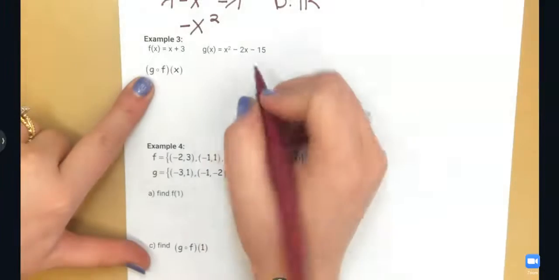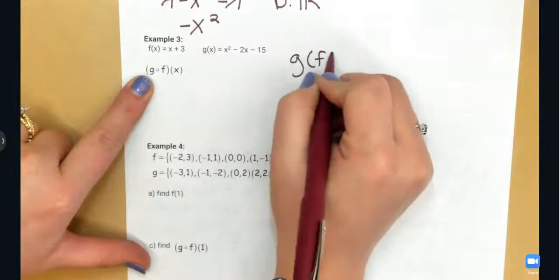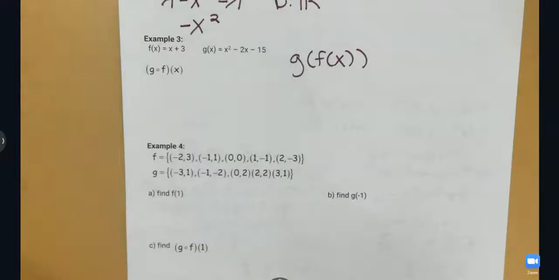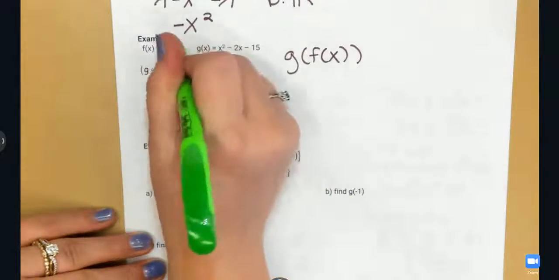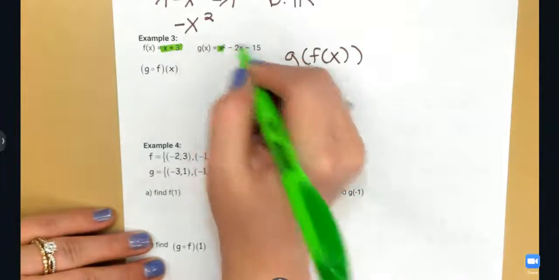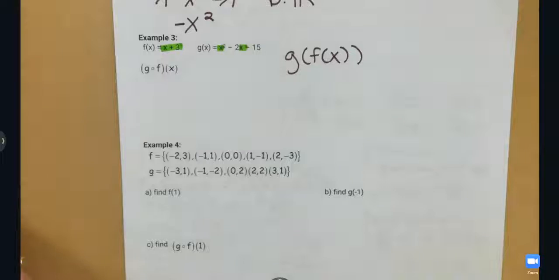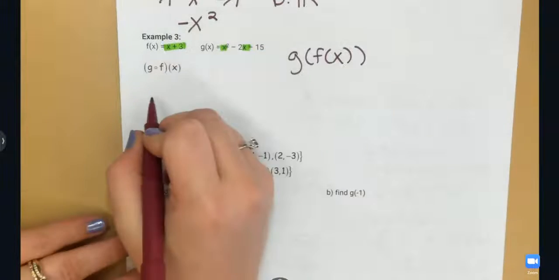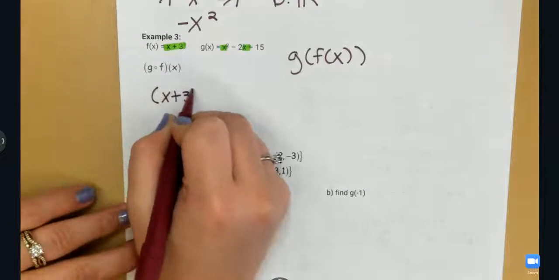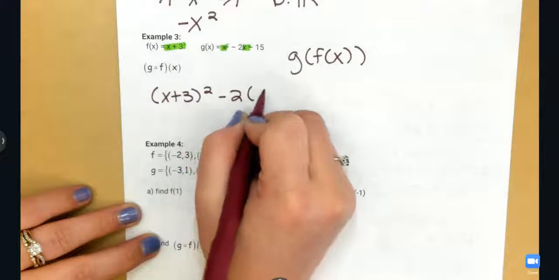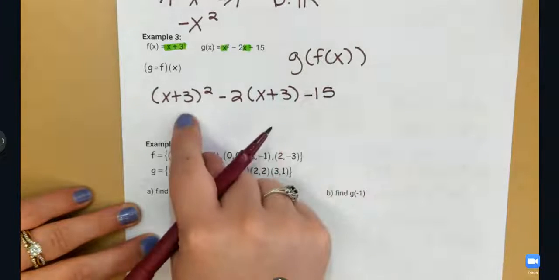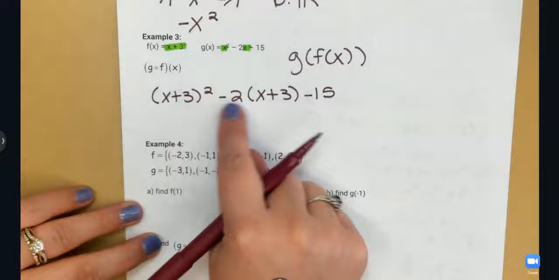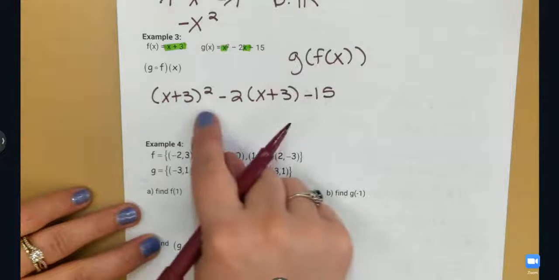Here I'm looking for g of f of x. Another way to write that would be in this notation. So this time I'm plugging f into g. I'm plugging in x plus 3 everywhere that I have an x in my g function. So that's going to be x plus 3 squared minus 2 times x plus 3 minus 15. Again, make sure you're using parentheses so that you remember to distribute, especially when you have negatives.